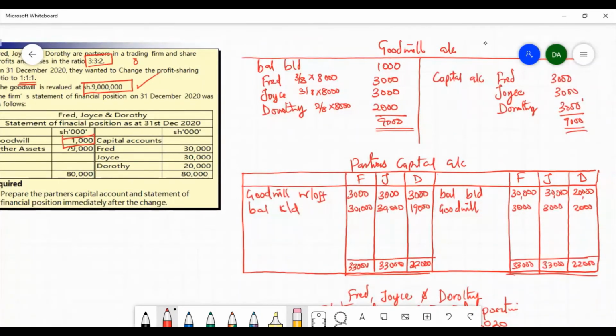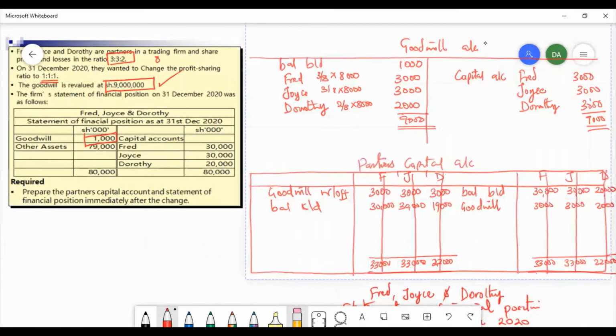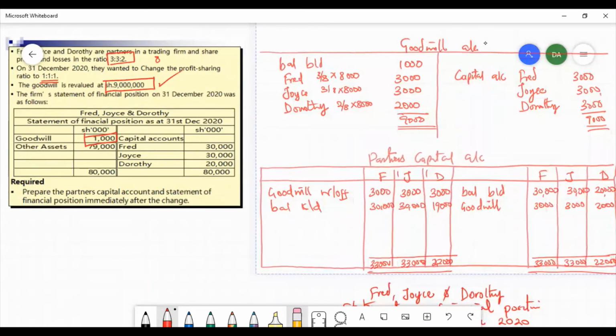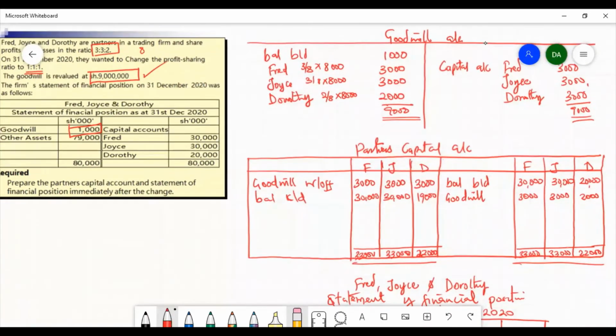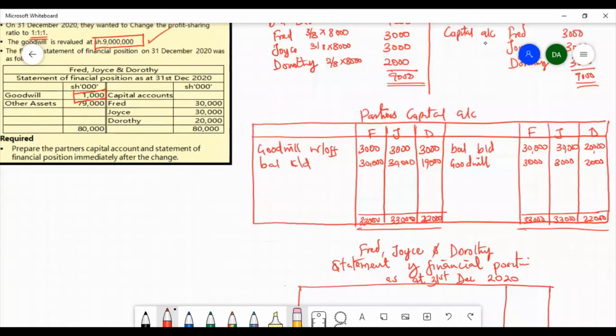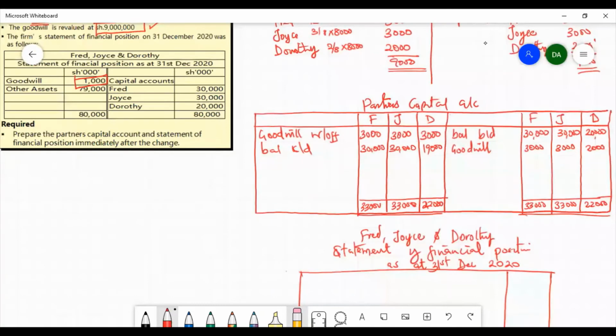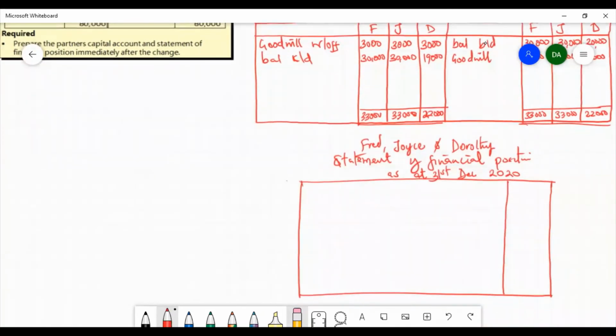This information is then transferred to prepare the statement of financial position. And in the statement of financial position, the information will be as follows. Beginning with other assets. Goodwill has been written off, and therefore goodwill will not appear in the statement of financial position. The other assets are a total of 79 million.